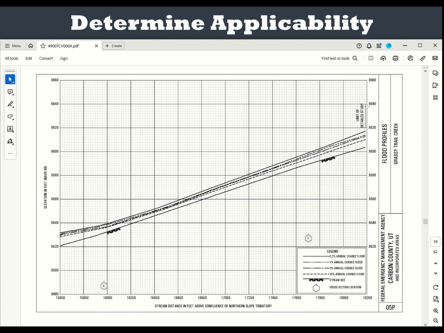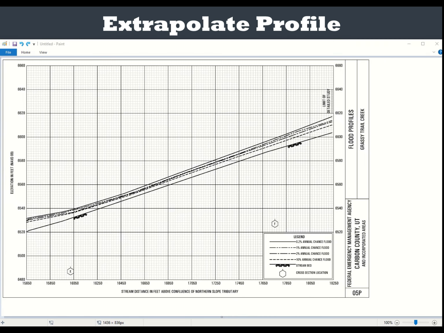Finally, check if there are any major changes in the slope of the water surface elevation profile of the detailed stream near the limit of the detailed study. This profile is relatively consistent, so we can use this method. Sometimes you'll need to copy and paste part of the grid in order to extend the profile area so we can continue to extend the 1% profile out.